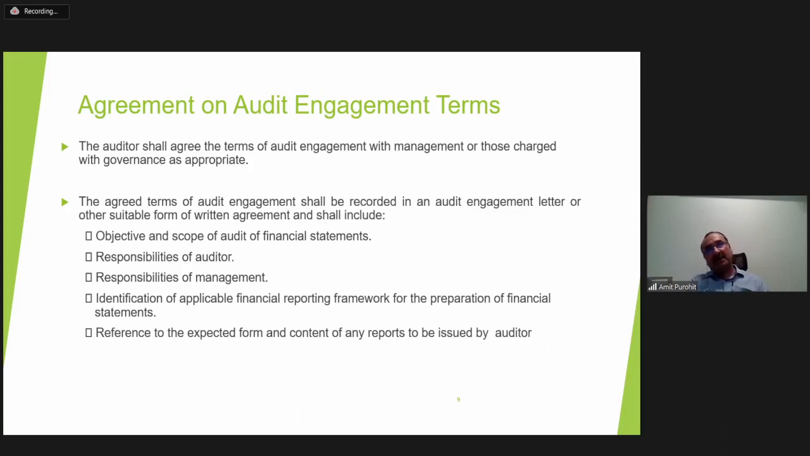So say for example, in case of a company, if an audit report on internal financial control is also applicable, then the auditor will also have to mention in his engagement letter that, along with the normal audit report, he will also have to issue the audit report on internal financial controls.